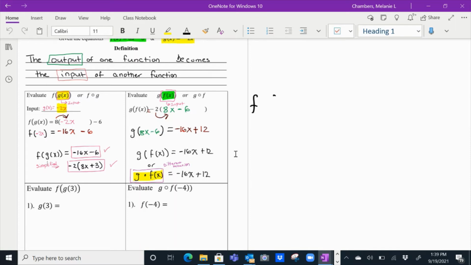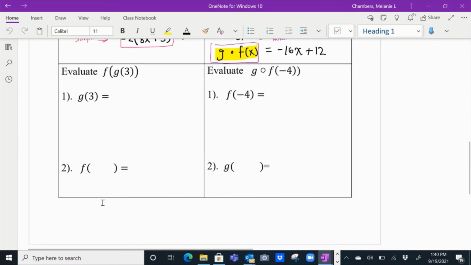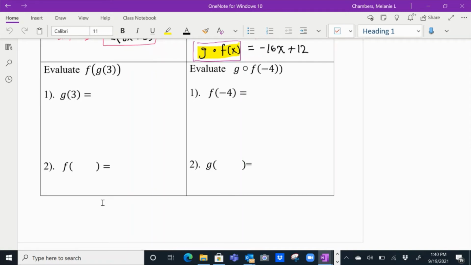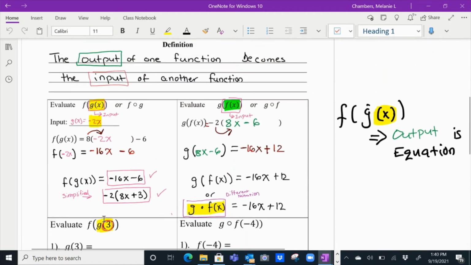Alright, y'all, before I move on, I do want to note and write on the side that whenever we have x on the inside, or whenever our input is an equation, our output is going to also be an equation. Always remember, when your input is an equation, your output is going to be an equation. But for the next two practice problems, as you can see, the input is a number. So let's do the first one and see what happens when our input is a number.